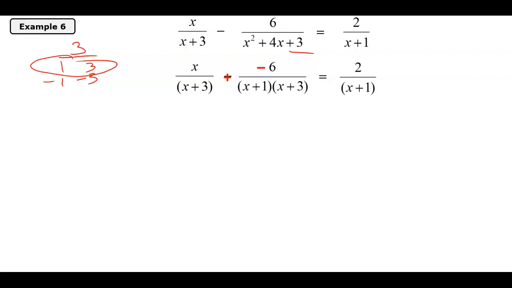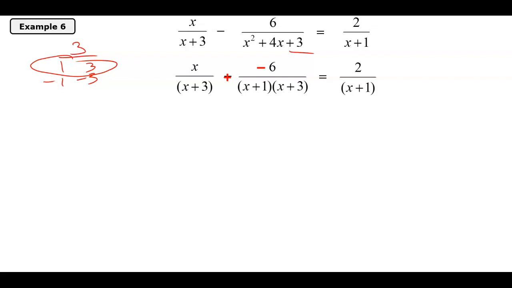All right, so now, this is very important. What is the least common denominator of all three of these fractions? So this one is x plus 3. This one is x plus 1 and x plus 3. This is x plus 1. What do you think the least common denominator of all three of these is going to be? X plus 1 works for this, but this doesn't go into it. X plus 3 works here, but this doesn't go into it. X plus 1 and x plus 3 in the middle.